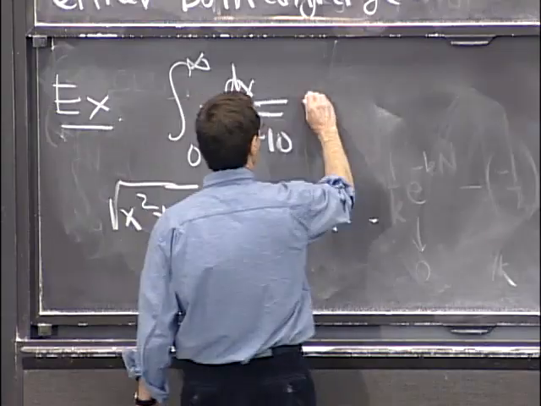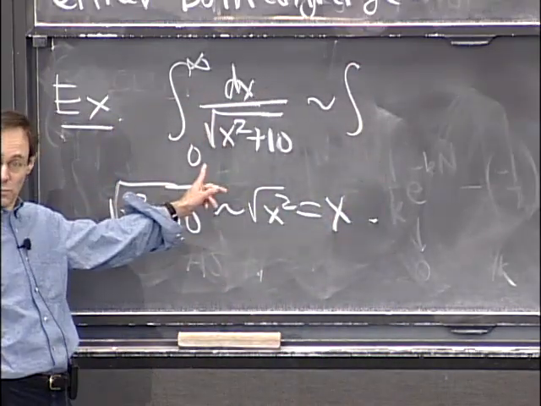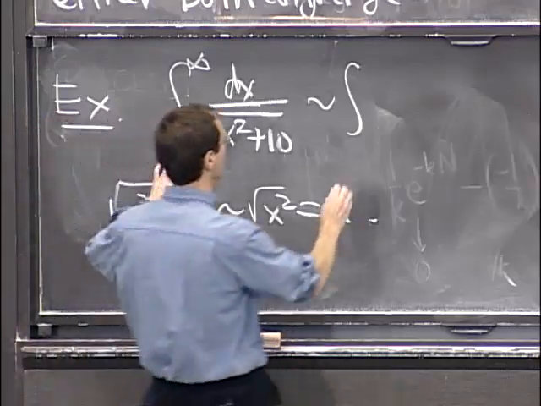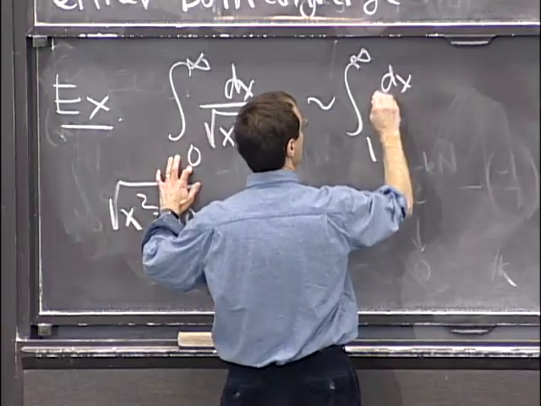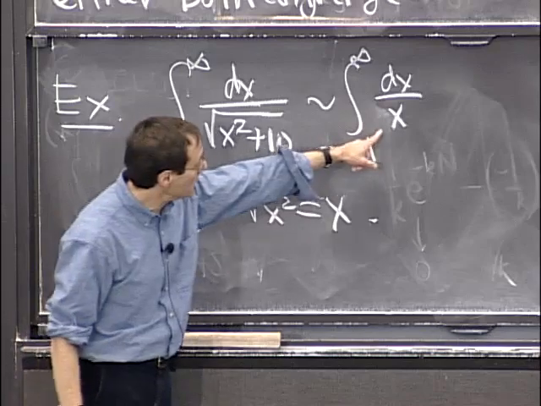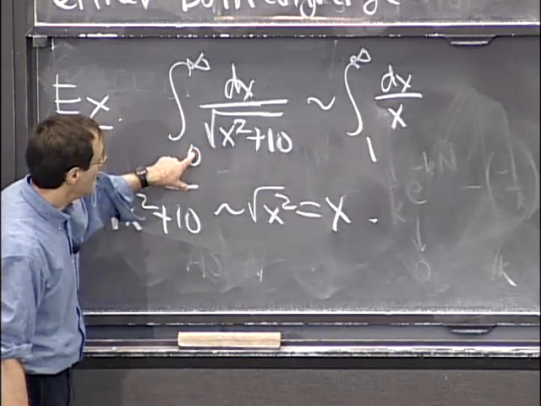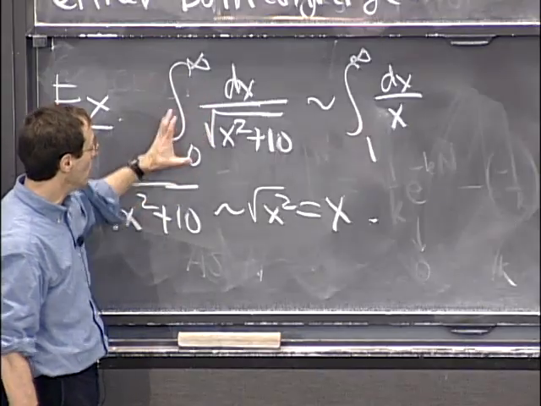So now I'm going to have to do one thing here, which is I'm going to change this to the integral from 1 to infinity, dx over x. And the reason is that this x equals 0 is extraneous. It doesn't have anything to do with what's going on with this problem.